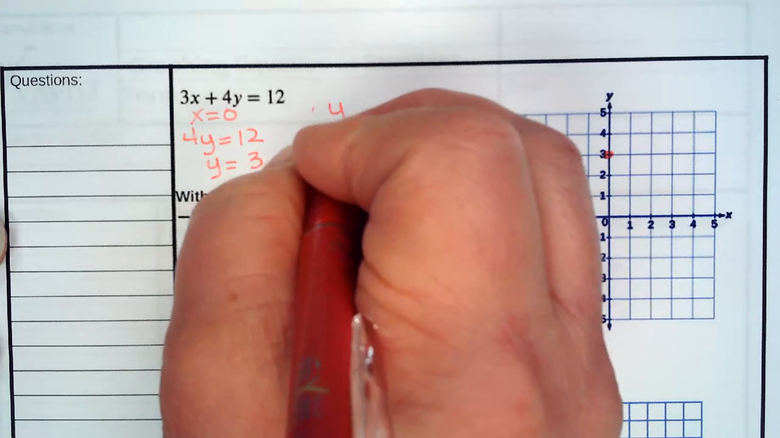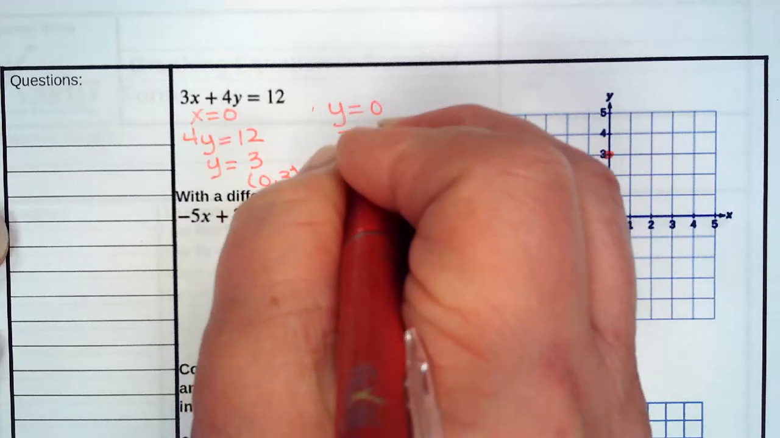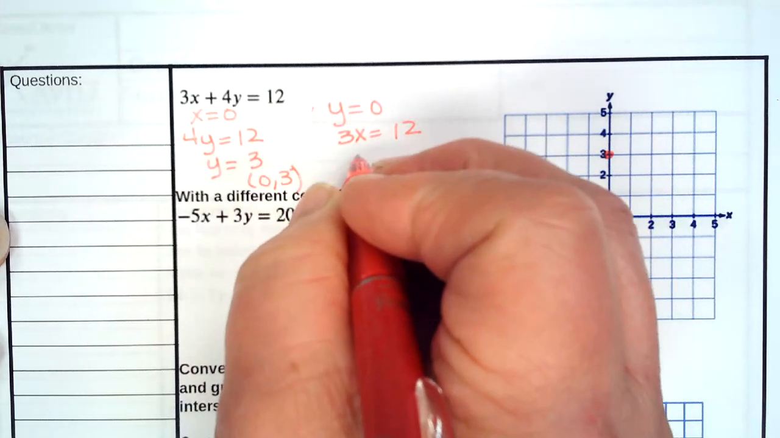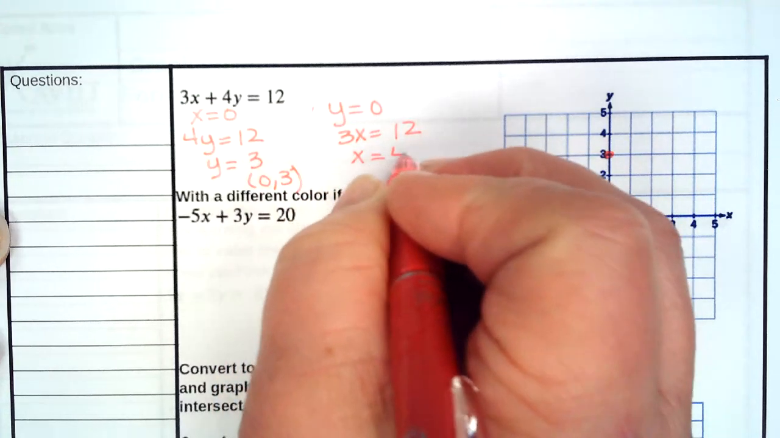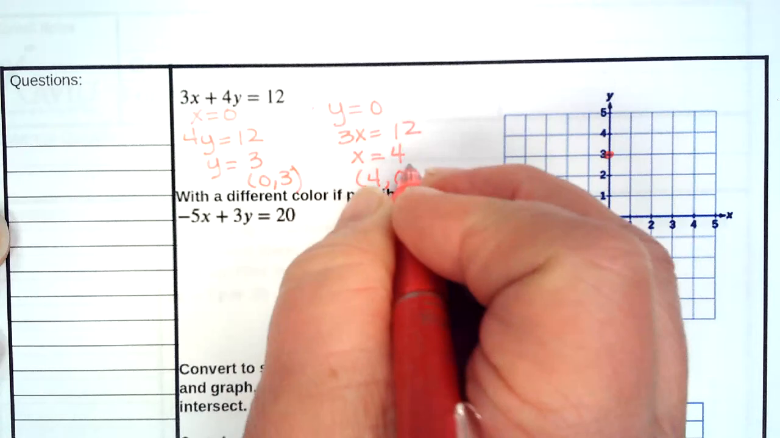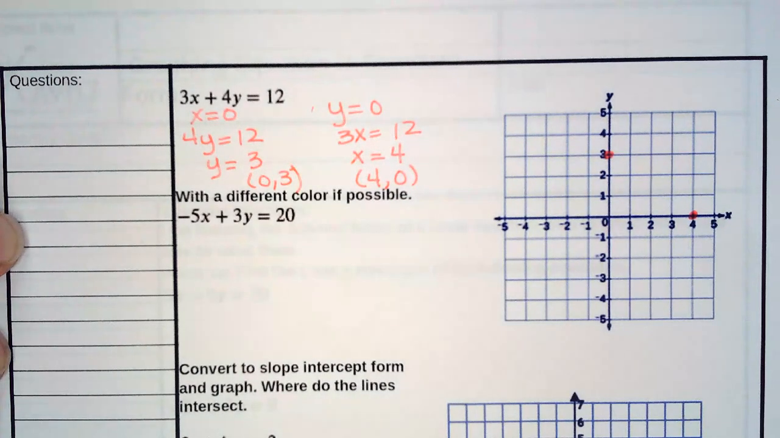When y is equal to 0, I've got 3x is equal to 12 because I've eliminated the second term. Divide by 3 and x is equal to 4. So this one becomes (4, 0). And you can now graph.